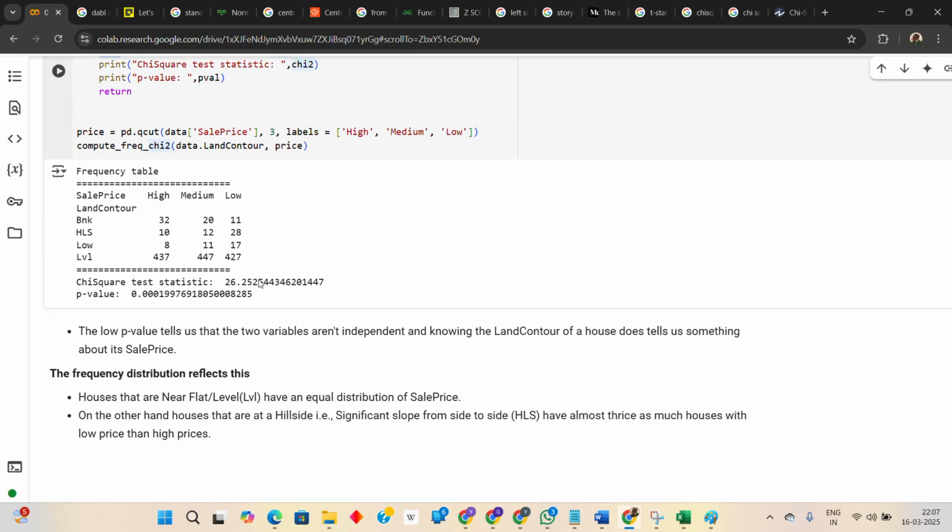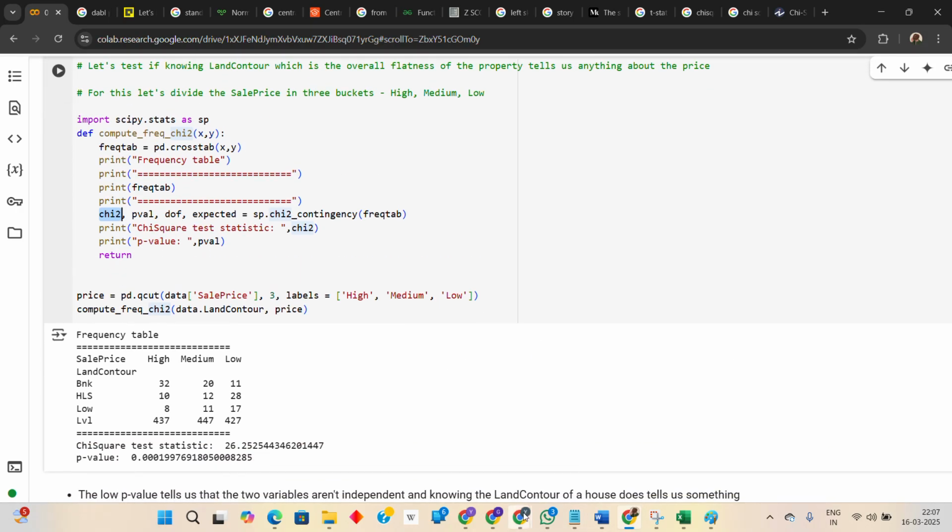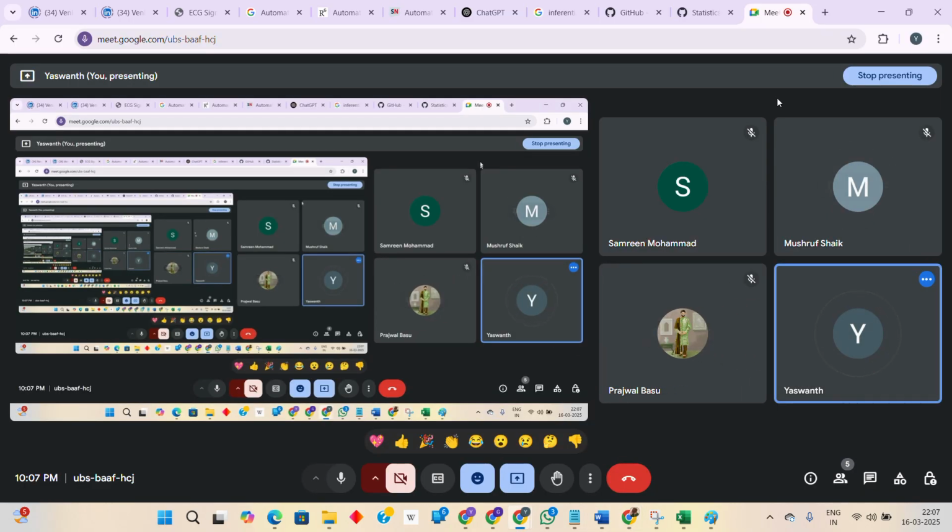But is this clear? The chi-square overall, up to now, is this clear? The statistical inference, is it clear?